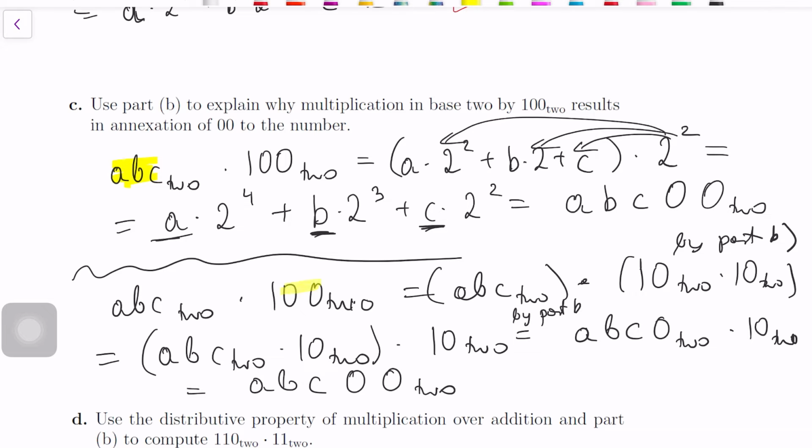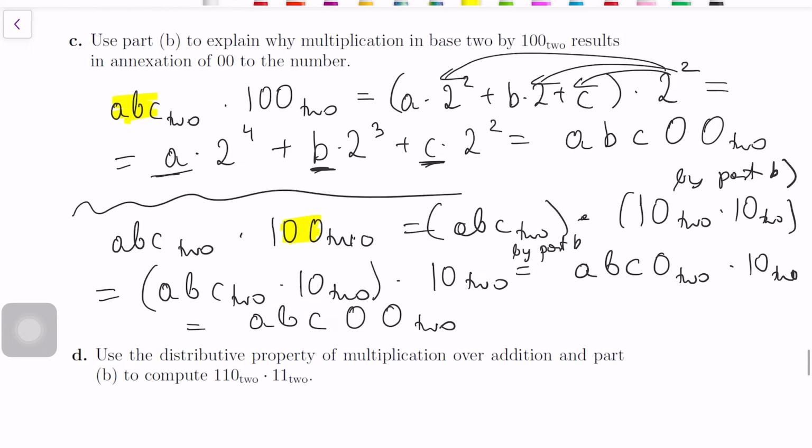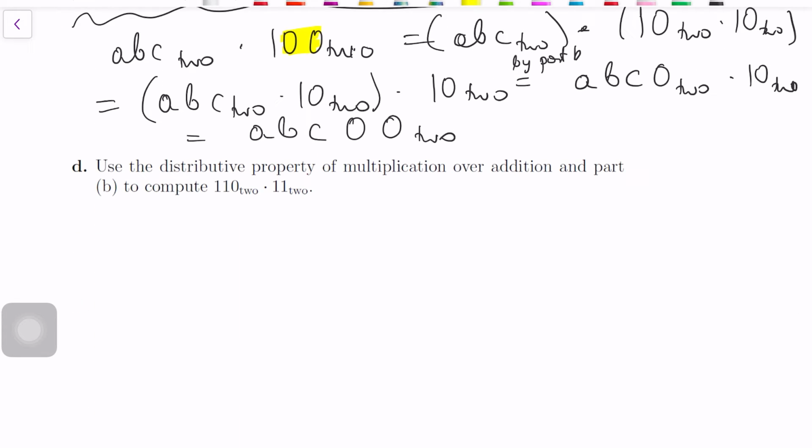So notice it would be the same in any other base other than 2. And it's the same in our base we're used to working with, that multiplying by 10 annexes 1 zero at the end, multiplying by 100 annexes 2 zeros, and so on. And use the distributive property of multiplication over addition to compute this. So basically they want us to now use the knowledge we have that multiplying by 10 annexes 0 to perform this multiplication.